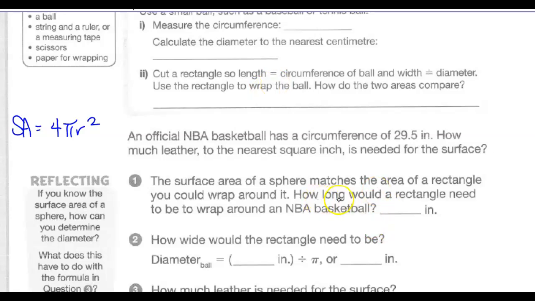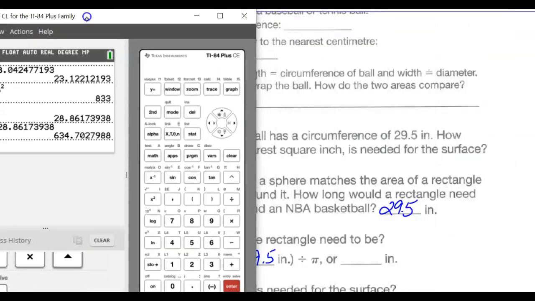So it's basically wanting to know what the circumference is, right? So the circumference would be 29.5, and that would be the length of the rectangle. And then how wide would the rectangle need to be? The diameter would be that circumference divided by pi, because pi times diameter gives you circumference, so we're working backwards.